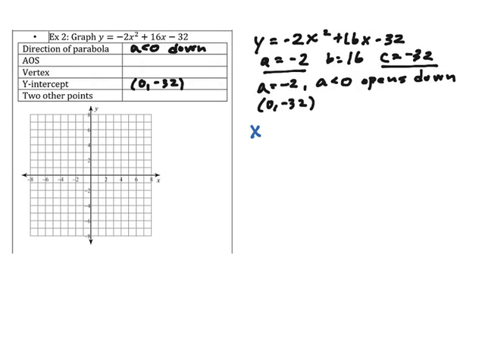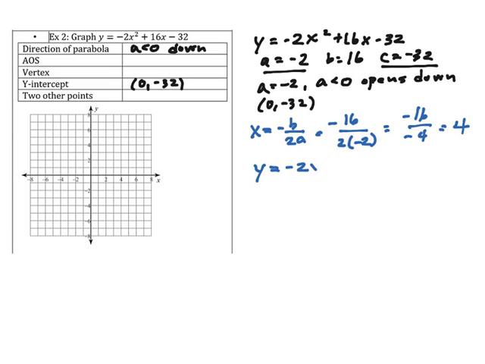Our formula is x equals negative b over 2a. Let's go ahead and substitute. So we have negative 16 over 2 times negative 2, which equals negative 16 over negative 4, which equals 4. That's our x value. Now, how do we find our y value? We put it back into our equation. So y equals negative 2 times 4 squared plus 16 times 4 minus 32.